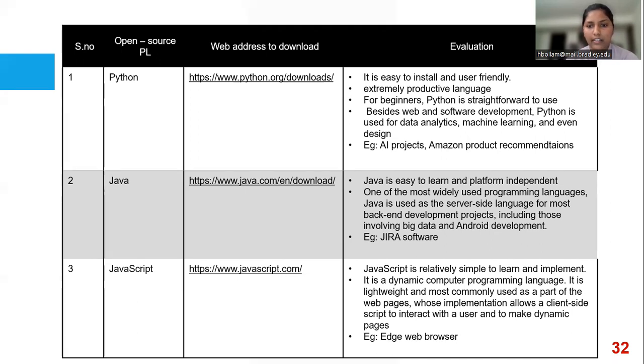And next is JavaScript. JavaScript is simple to learn and also to implement. It is mainly preferred for web pages, whose implementation allows a client-side script to interact with the user. And the real world example is that Microsoft Edge software was developed using JavaScript.